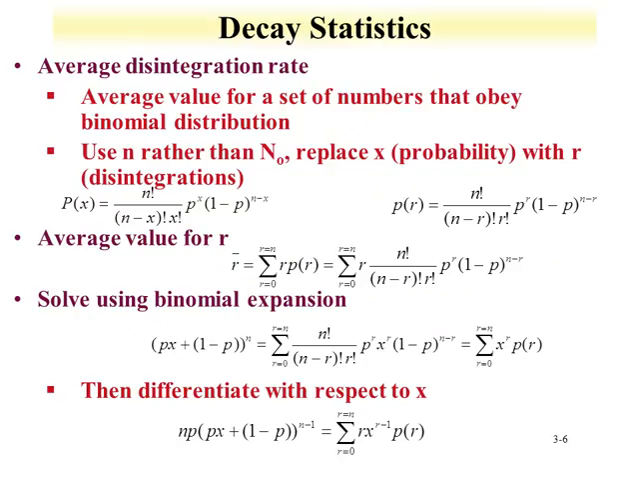Now we can also talk about the average disintegration rate. This is a little bit more important for understanding statistics. We can describe an average disintegration rate based upon an average value of a set of numbers that obey binomial distribution. Since radioactive decay can be modeled on binomial distribution, these equations work pretty well.